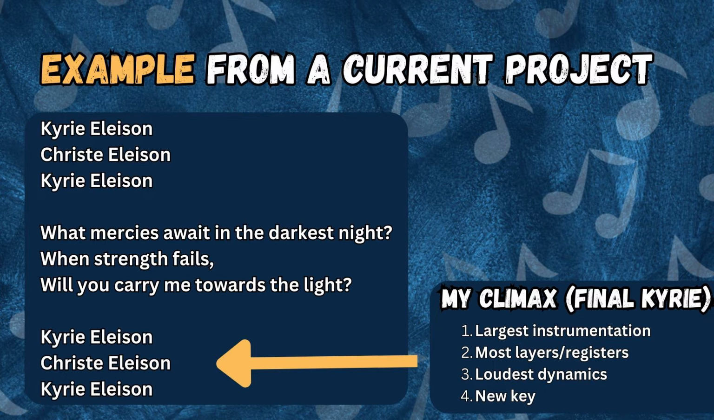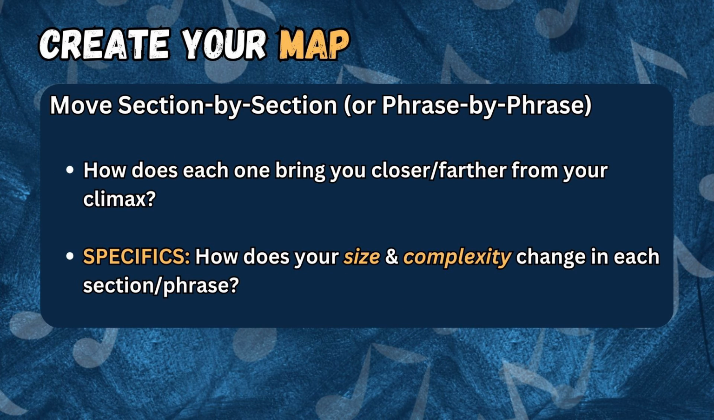You don't need to start picking instruments just yet. All you need to do is identify where your music will feel the most climactic and take a few moments to describe why it feels that way. Once you've got that taken care of, the next step is to start going section by section or phrase by phrase throughout your sketch and mapping out how you're going to reach this point.